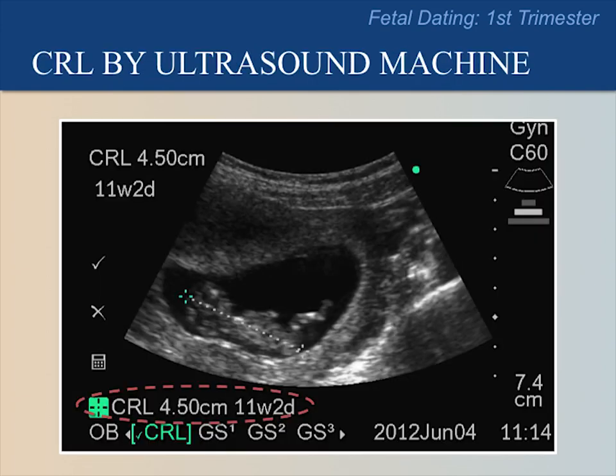In this image, please notice the crown rump length measurement and gestational age calculation at the bottom of the screen. This calculation was done automatically by the ultrasound machine. Most machines will have this feature, but you will still need to take the measurement of crown rump length. We can see here that a crown rump length of 4.5 centimeters corresponds with a gestational age of 11 weeks and 2 days. The computer's gestational age is only as accurate as your measurements, so measure carefully.